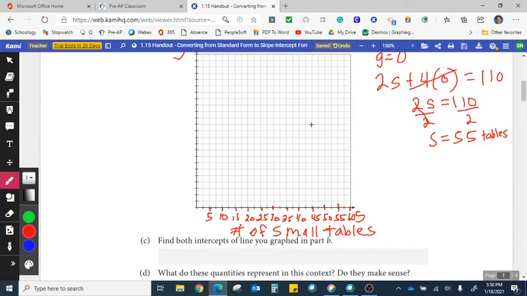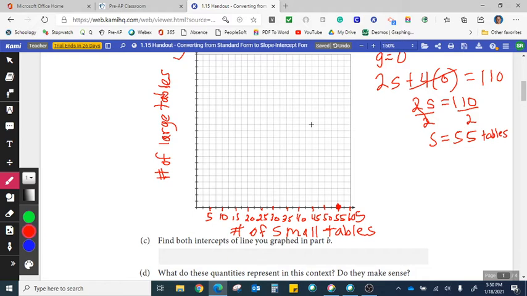So I know that 55 tables is when I have 0 large tables. Remember, this axis right here is the number of large tables. So I have that, and I can put a point right here. That point would be 55, 0. Remember, if we're graphing it, it's 55, comma 0. The horizontal comes first, and the vertical comes second.